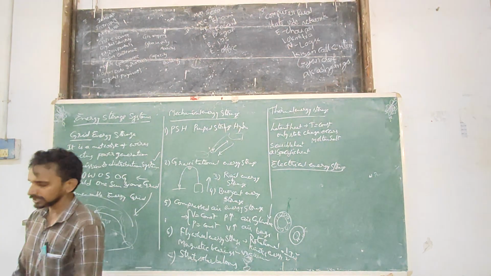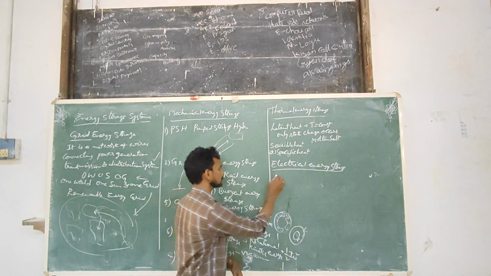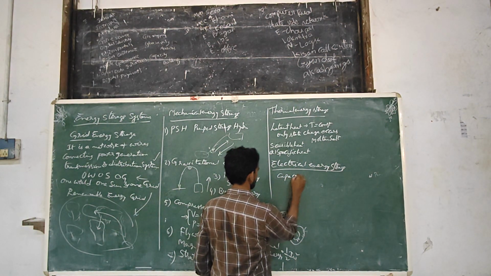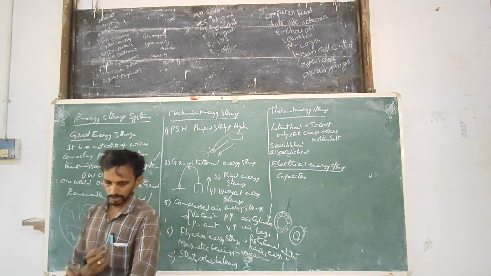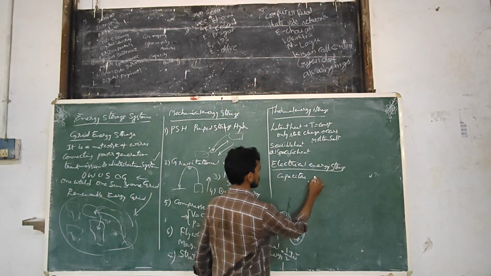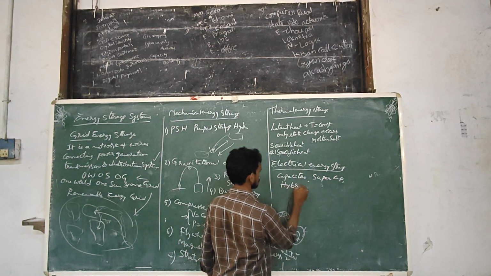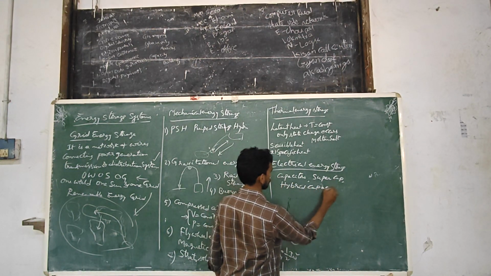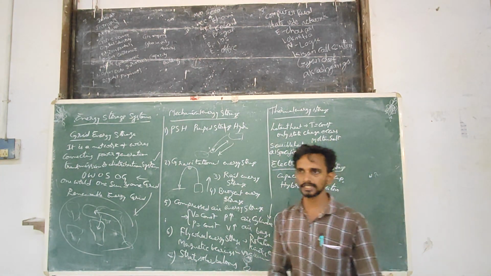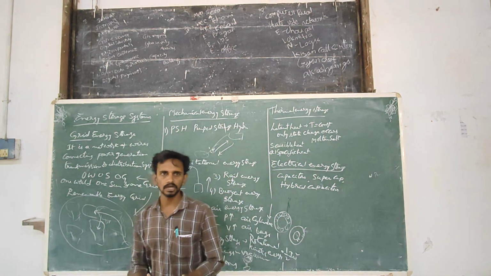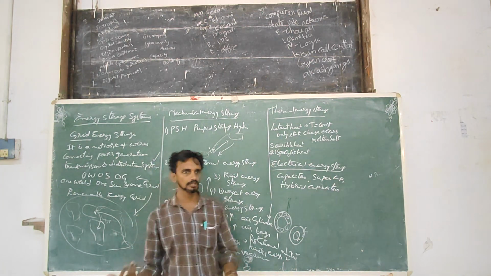So here the electrical energy is stored as an electric field. The best example is capacitors. There are various types of capacitors, like supercapacitors and hybrid capacitors. An ordinary capacitor takes a few seconds to a few minutes for charging, and for discharging it usually takes the same time, a few seconds to a few minutes.